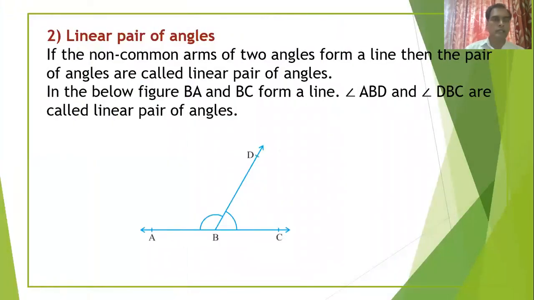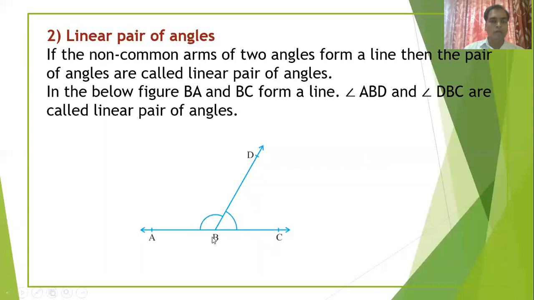Let's move to the second concept, that is linear pair of angles. If the non-common arms of the two angles form a line, then the pair of angles are called a linear pair of angles. Let's see the example. In this diagram, we have two angles. One is angle ABD and the other is angle DBC. The non-common arms or the non-common rays are ray BA and ray BC.